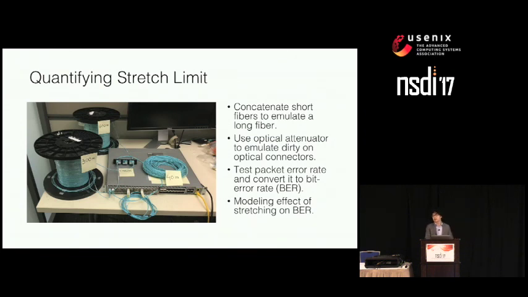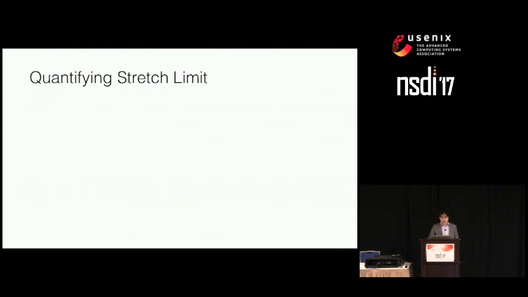This way, we can model the effect of stretching on the bit error rate. So let me show you some results for 40G short reach technologies. We use yellow and green dots to denote the 2 transceivers we studied. Those 2 transceivers are from different manufacturers. And with our measurement, we build a conservative transceiver model that captures the worst transceiver in our experiment. And this model is open source on GitHub.